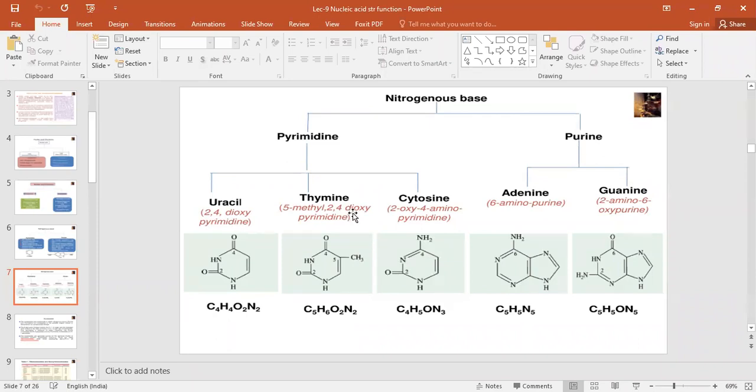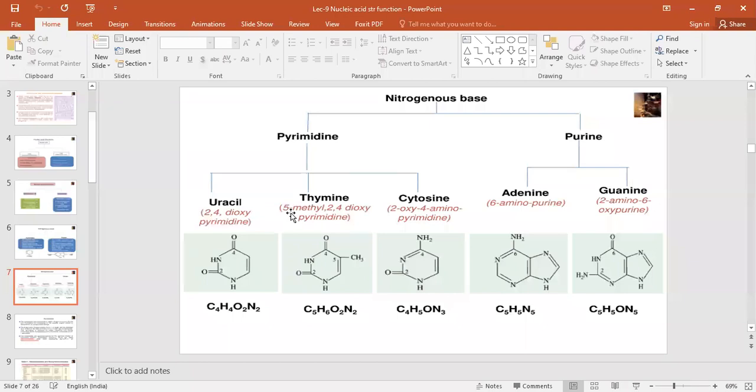5-methyl-2,4-dioxypyrimidine. Di. Di means 2. And De. De means deprives of. Deprives means absent. Okay. Note the difference between Di and De. If there is a Di, it means there is a 2-oxy group, two oxygen groups are there. And if there is a De, it means absence of oxygen.